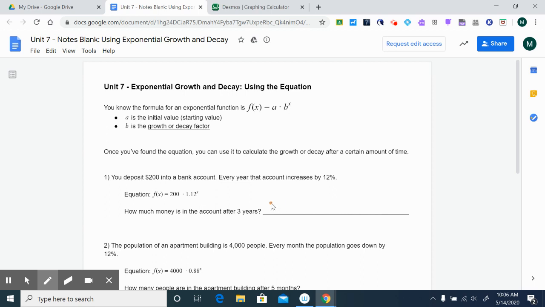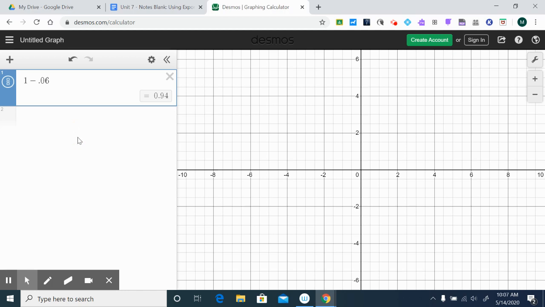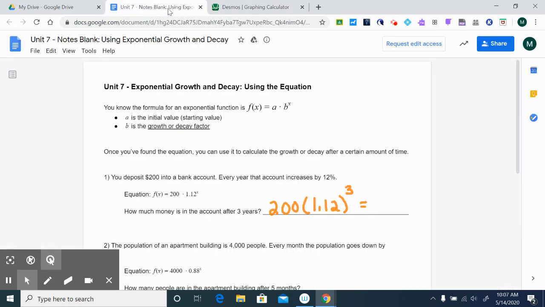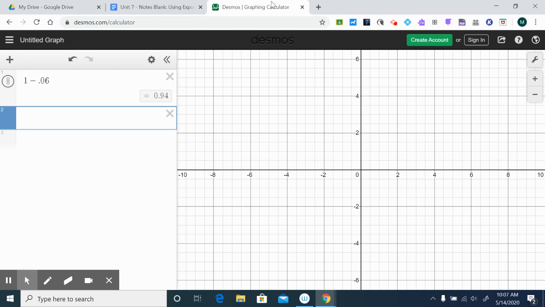So we are just going to do 200 times 1.12, and then instead of raising it to the x power, we're going to take out the x and put in a 3. So we're just evaluating this function. If I go to Desmos, I can do 200 times 1.12, raise it to the third power, and I get 280.98. Since we're dealing with money, we want to round it to 2 decimal places.